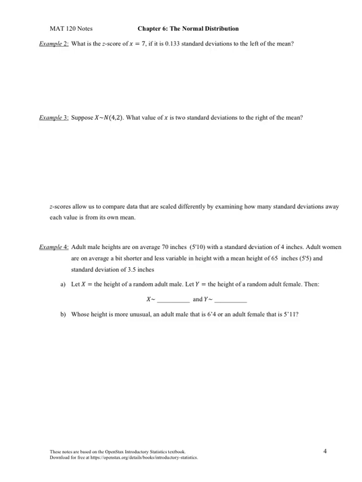This is the third video to section 6.1, and we'll start out by taking a look at example 2, where we're asked to find the z-score of x equals 7 if it is 1.33 standard deviations to the left of the mean. Let's start out with a graphical representation of this.